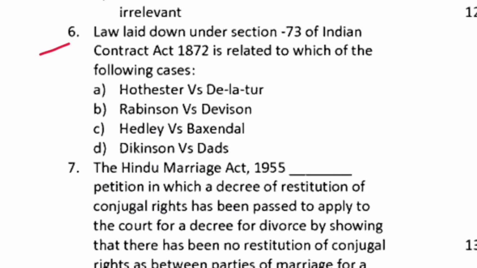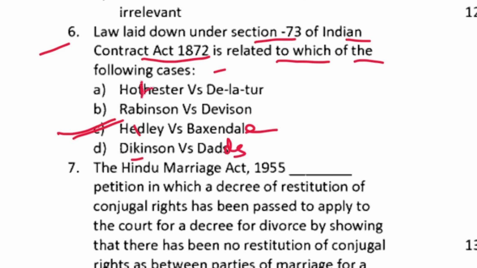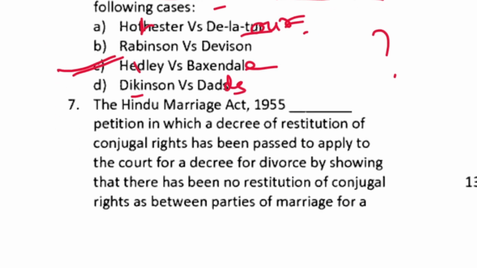Next is 6. Law laid down under Section 73 of the Indian Contract Act is related to which of the following cases? Hadley versus Baxendale. This is Hadley. C is the answer. This is Dickinson versus Dodds. And this is Hochster versus De La Tour. There are so many spelling mistakes in the paper, and it always happens, not just this time. In this question, C is the answer.